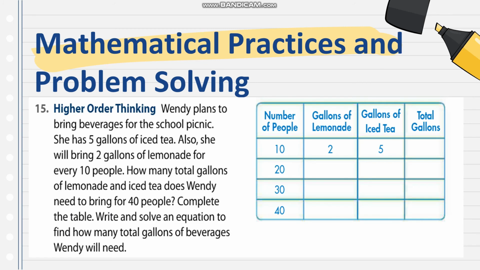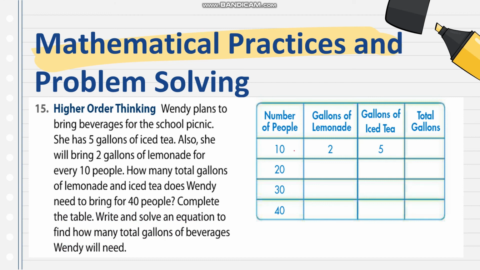Number 15. Wendy plans to bring beverages for the school picnic. She has 5 gallons of iced tea. Also, she will bring 2 gallons of lemonade for every 10 people. How many total gallons of lemonade and iced tea does Wendy need to bring for 40 people? Complete the table. Write and solve an equation to find how many total gallons of beverages Wendy will need.